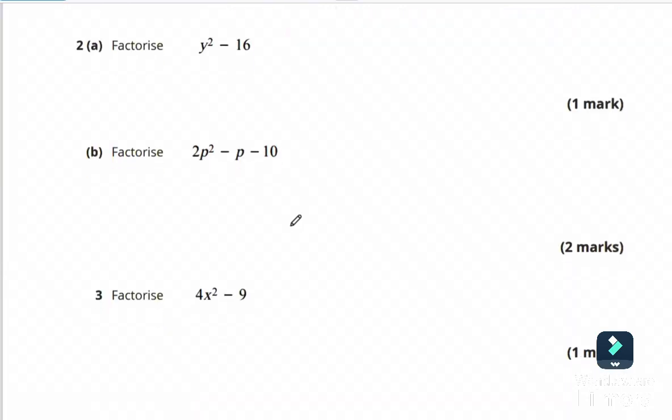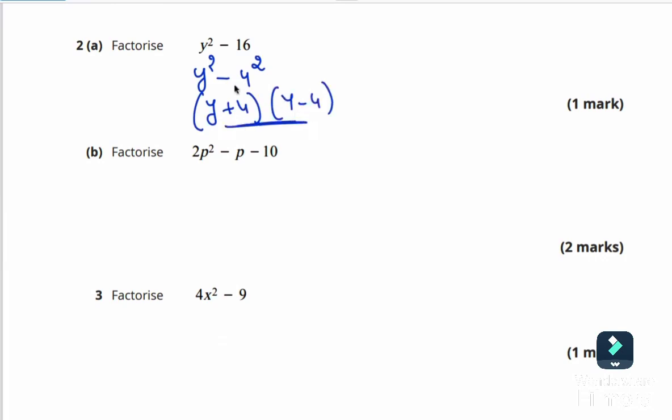Similarly, here are 3 questions. We're going to solve accordingly. y square minus 4 square. Okay. So we can write them as y plus 4 and y minus 4. Because 4 square is 16.